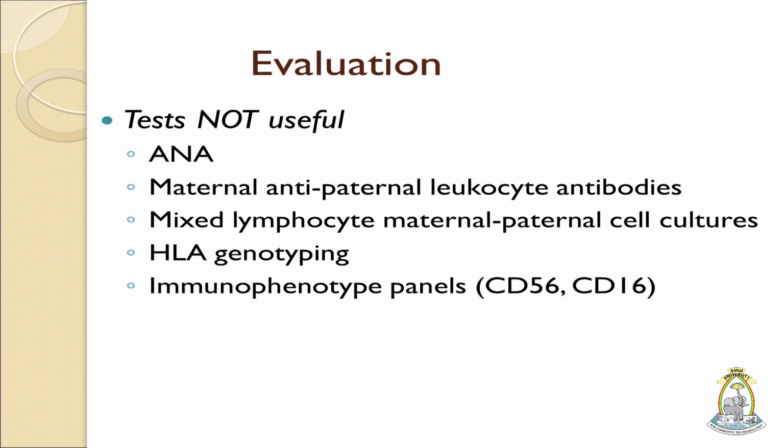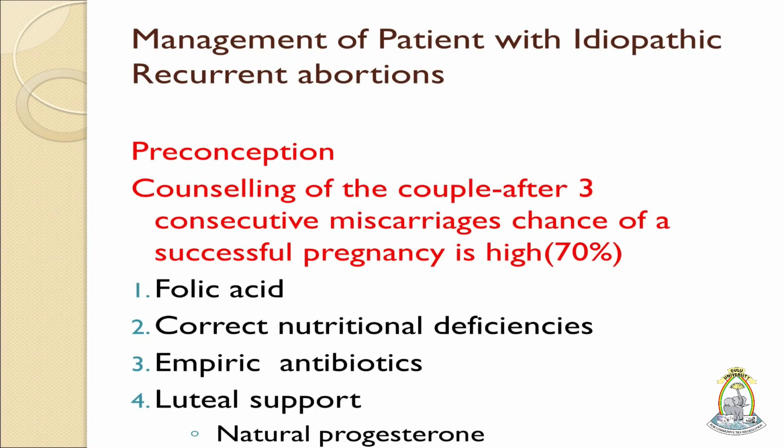The tests that may not be useful: the anti-nuclear antibodies may not actually be necessary if you're looking at autoimmune disorders in a patient. The maternal anti-paternal leukocyte antibodies may not be necessary, and then HLA, human leukocyte antigen, genotyping. And then the mixed lymphocyte maternal-paternal cell cultures, because these are very expensive and they may not help you come to a conclusive diagnosis.